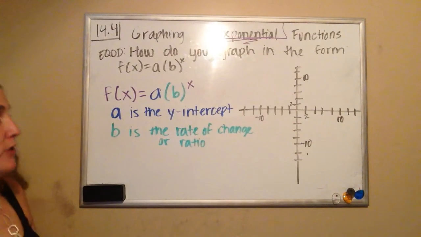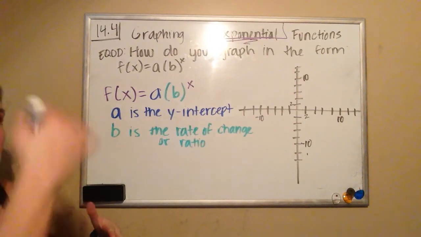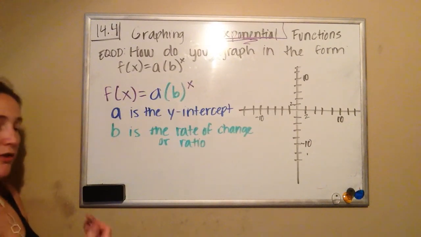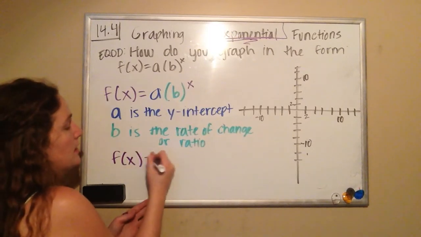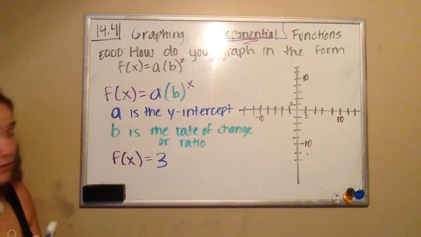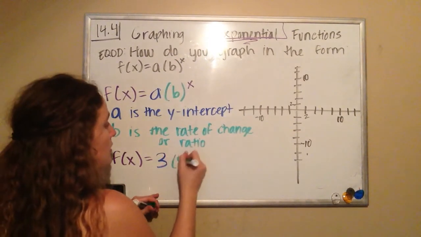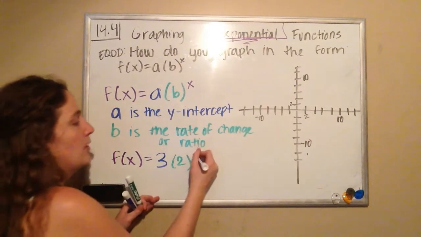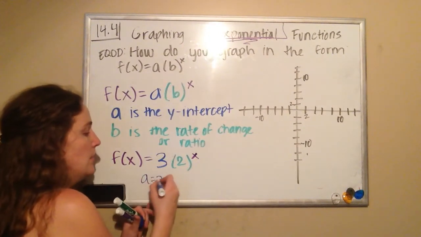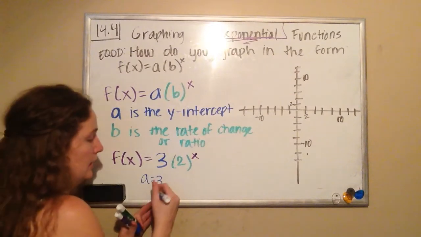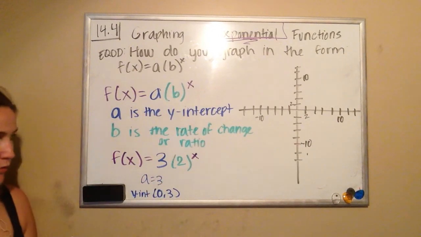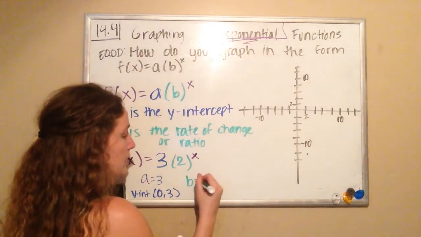So when we graph it, the a is where the graph intersects the y-axis. Okay, the b is the rate of change, or basically the ratio. How much is each point increasing by each time? So what are we multiplying by each time? What are we dividing by each time? So if I give you the sample equation, f of x equals 3 times 2 to the x, okay? Well, pretty easy to identify your a and b because I color-coded them for you. But a is 3, meaning that your y-intercept is 0, 3. That's your y-intercept. And then your b, or your rate of change, or your ratio, is 2.